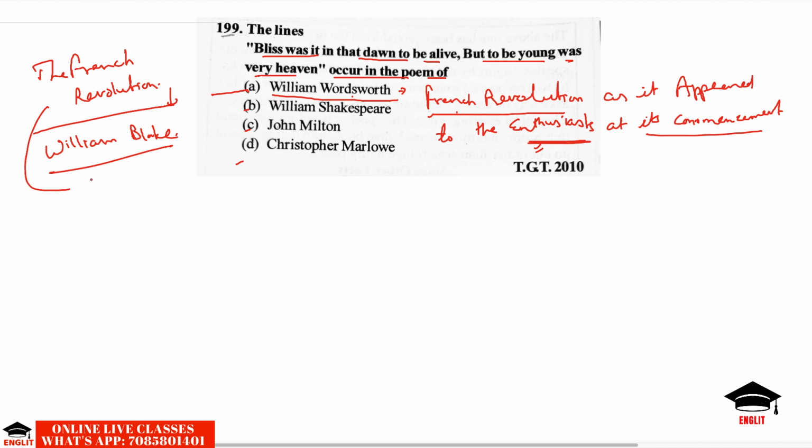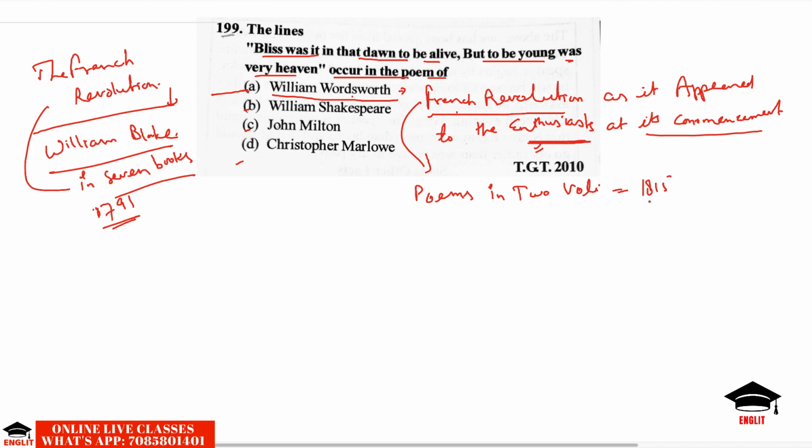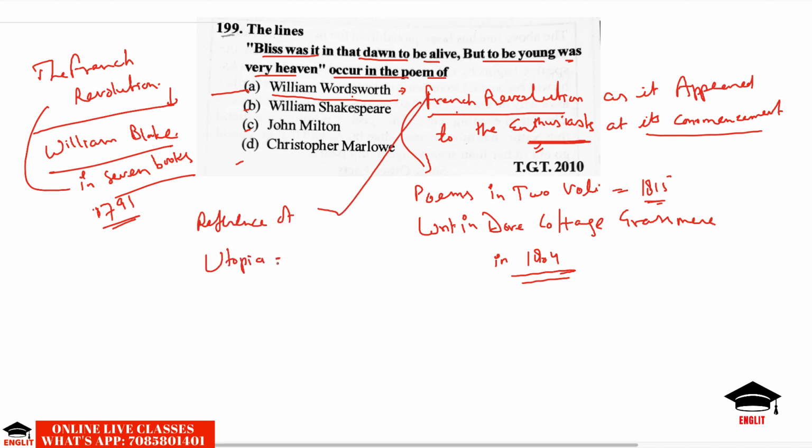It was in 7 books. It was published in 1791 and this particular poem was completed in Poems in Two Volumes, 1815 edition. It was written at Dove Cottage, Grasmere in 1804. So it was written in 1804 and it was published in 1815 separately. There is also a reference to Utopia as a subterranean field.